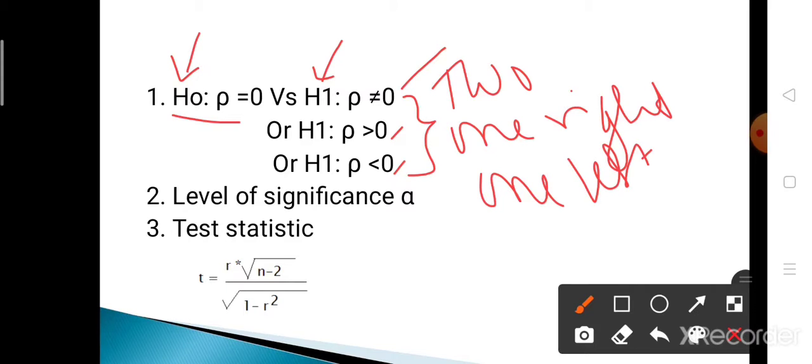Now the second is level of significance. Level of significance is denoted by alpha and it may be fixed at 1%, 5%, 10%, etc. Now the third step is test statistic and its calculation. T is equal to, what is the formula? r into square root of n minus 2, whole divided by square root of 1 minus r square, where r is the sample correlation coefficient, that is Karl Pearson correlation coefficient.